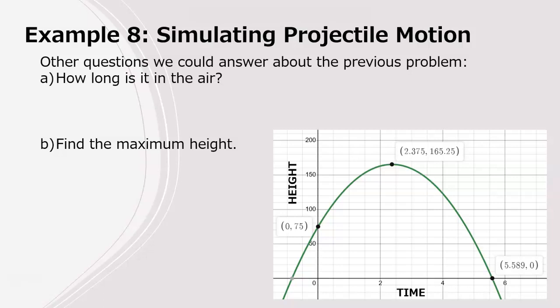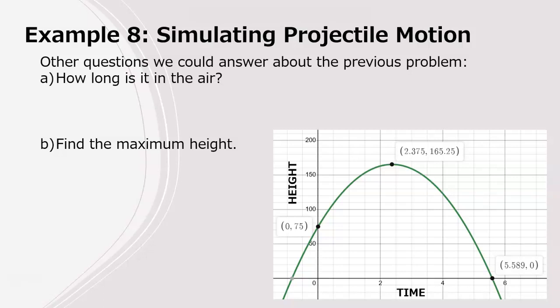So the x-axis is not the horizontal distance that the flare is traveling. The x-axis represents the time since the flare was shot off and the height of the flare at that particular time. So we would see the vertex in this situation, the highest point the flare would reach, would be 165.25 feet, and it would take about 2.375 seconds for the flare to reach that maximum height. So that's what we've done in the past.